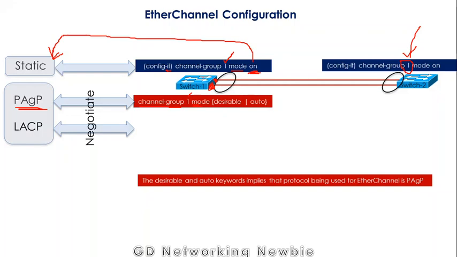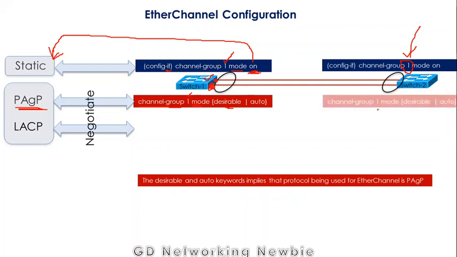it means this switch has to start the negotiation. This switch has to be the initiator of the negotiation, because we are selecting it dynamic. Any one of the switches can start the negotiation, but at least one switch should start it and the other can wait. So if we select channel-group 1 mode desirable on this switch, it means this will start the negotiation. And if we select auto, then this switch does not start the negotiation, but has to wait for the other switch to start the negotiation.